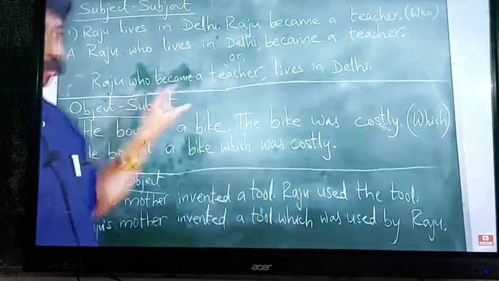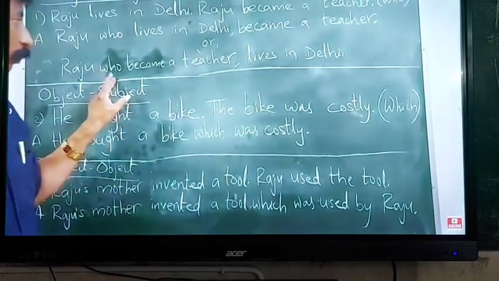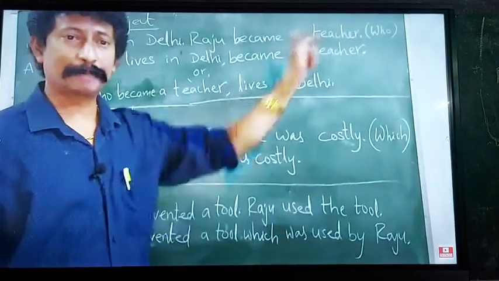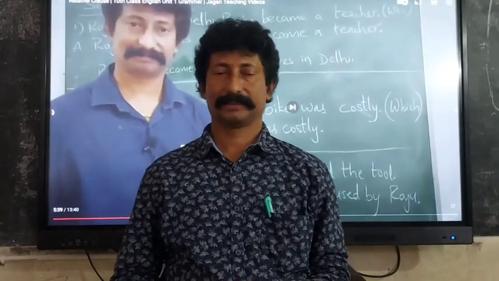You can also write down the sentence in this manner. Raju, who is a relative pronoun here, became a teacher. These words have been taken from the second sentence.